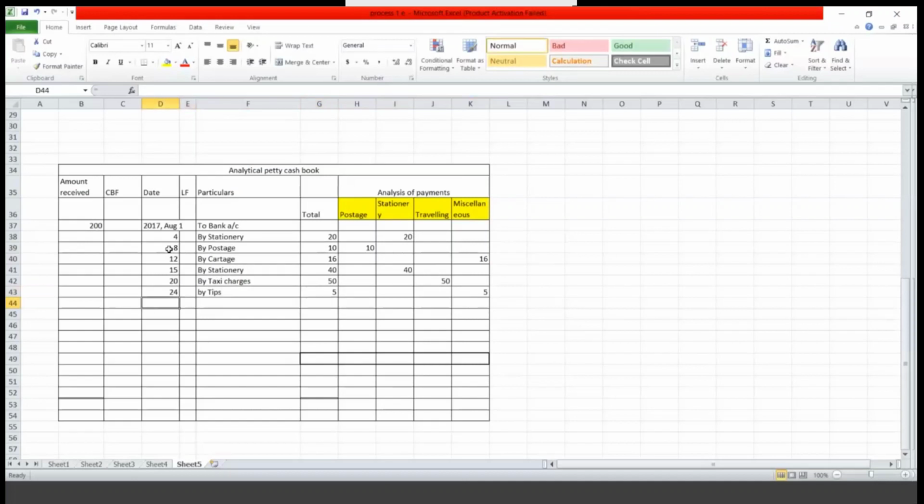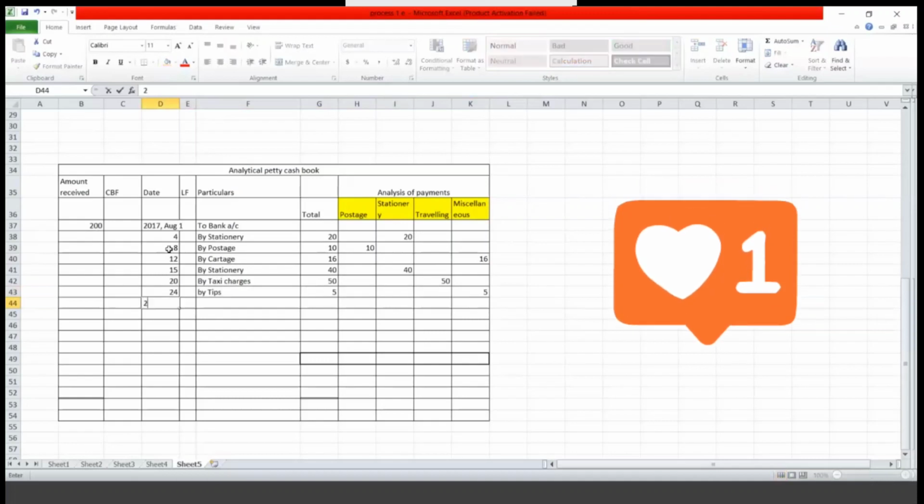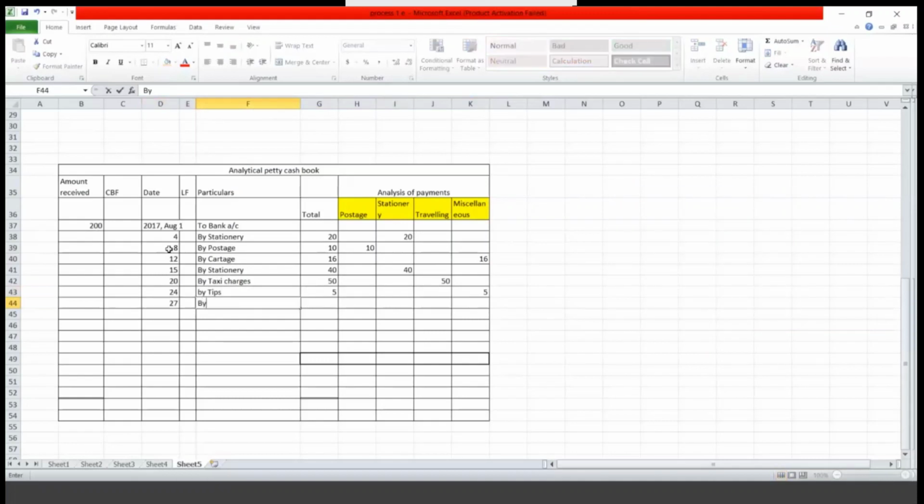After 24th, on 27th, purchased register post charges. So it will come under postage only, no? 27th, by register post charges.